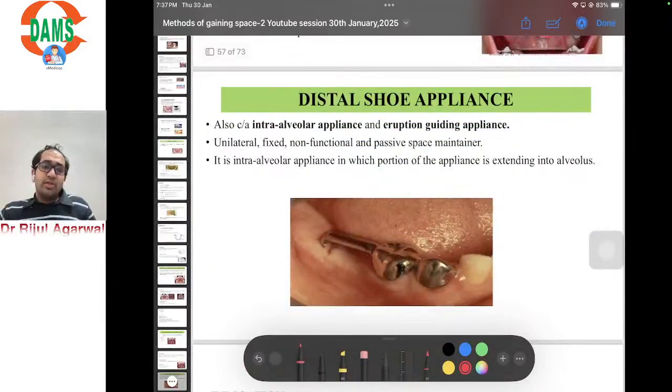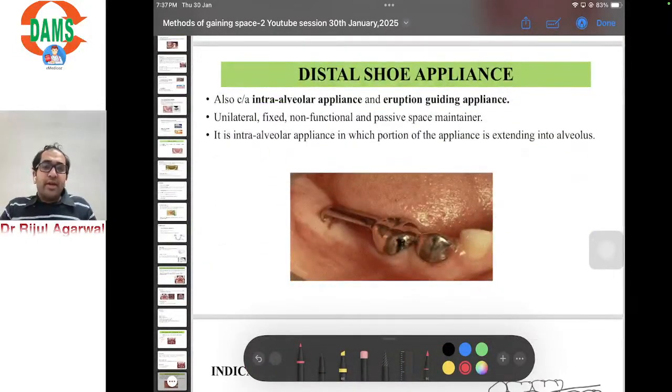Next is the distal shoe appliance, also called the intra-alveolar appliance and an eruption guiding appliance. It's a unilateral, fixed, non-functional and passive space maintainer. It's an intra-alveolar appliance in which a portion of the appliance extends inside the alveolus.